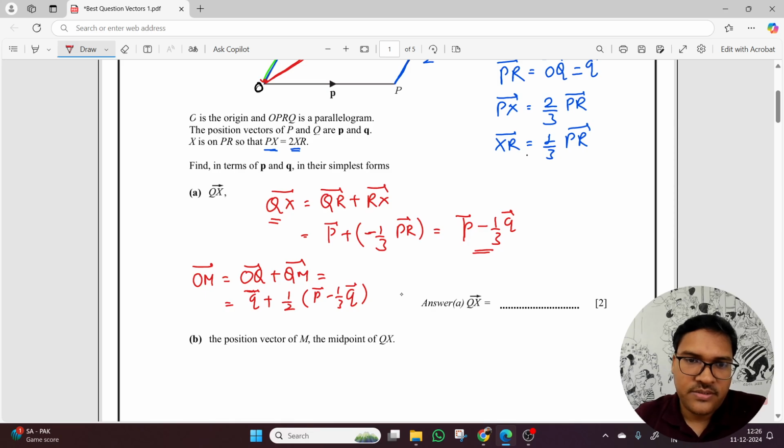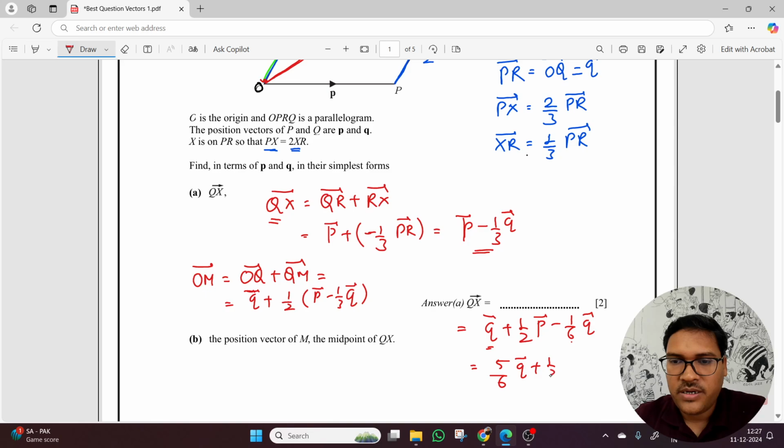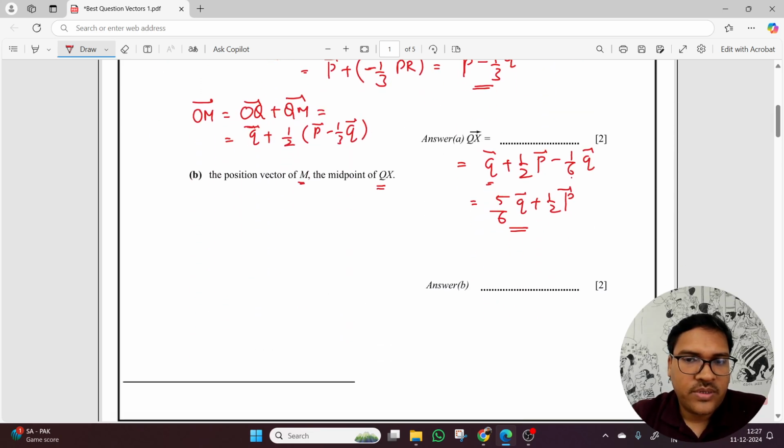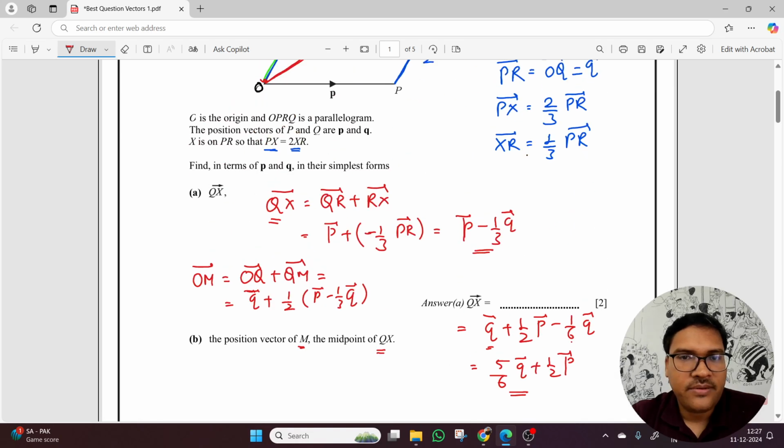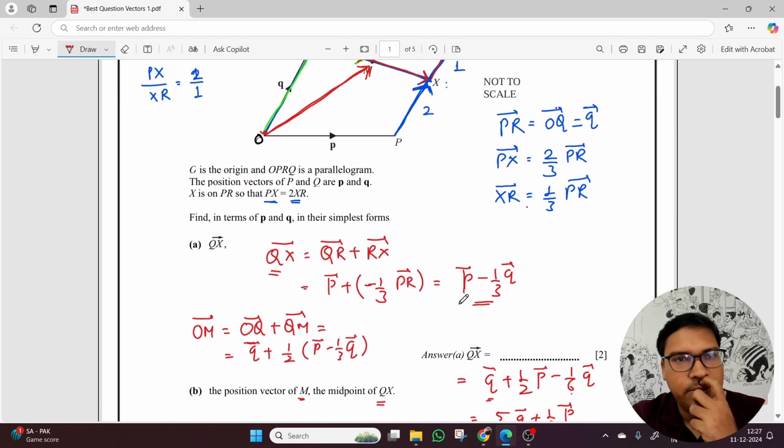So, just simplifying this will give you q vector plus 1 by 2 p vector minus 1 by 6 q vector. You can see this is 1 minus 1 by 6, which is equal to 5 by 6 q vector plus 1 by 2 p vector. So that is the answer for the next one. So this is the position vector of M, which is the midpoint of QX. So this is how you can solve this question. I hope this is clear. You have to just take the ratios and accordingly solve this.